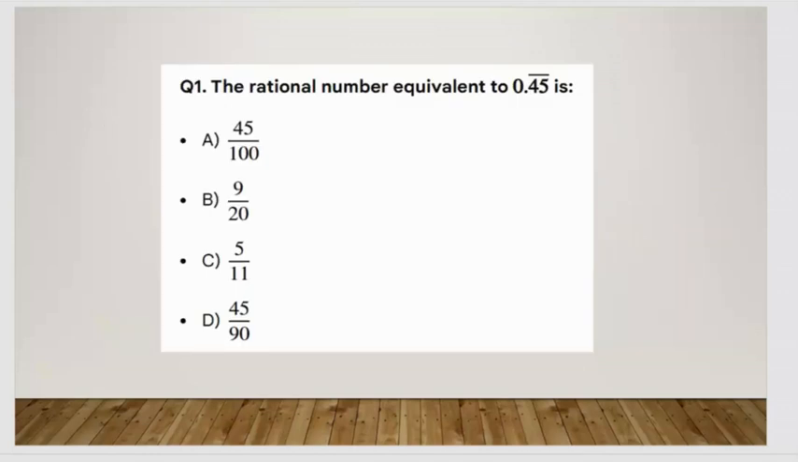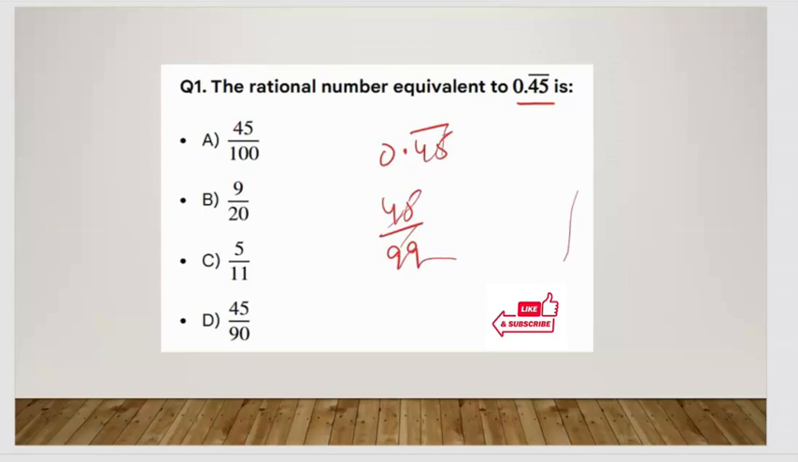Next question. It's very easy. 0.45 bar. Bar is on two numbers, so 45 by 99. And 45 by 99, as you can see in the options, is not available. So it means it is not in the simplest form and it goes with, yes, anyone, you can tell me, 45 by 99. Yes, correct. Answer is 5 by 11 because it goes with the 9, right? So 5 by 11, answer is C.